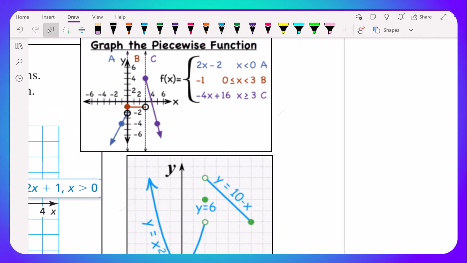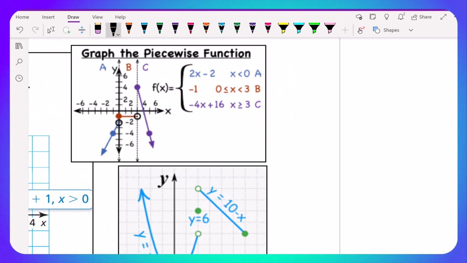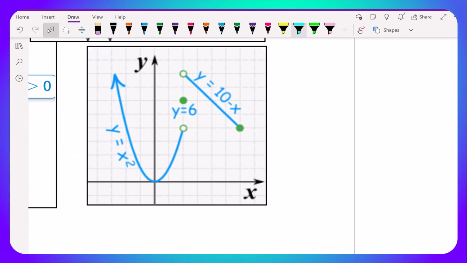Over here, this is a piecewise function with 3 different types of functions. You have a linear here on the left, you have a constant in the middle, which is -1, and then you have another linear function here on the right. And you can see how it's pieced according to the domain value. You can also have partial quadratic and linear piecewise functions as well.